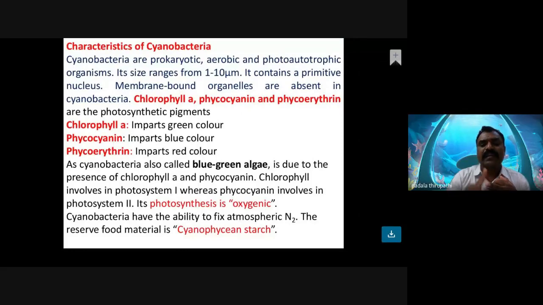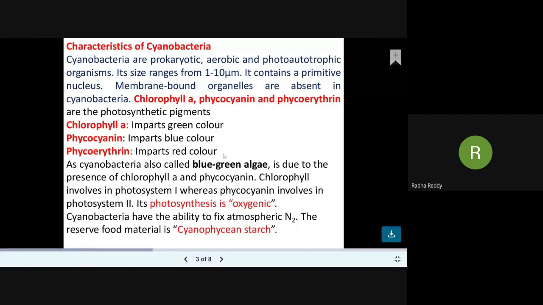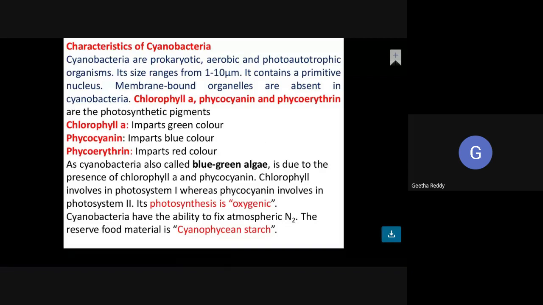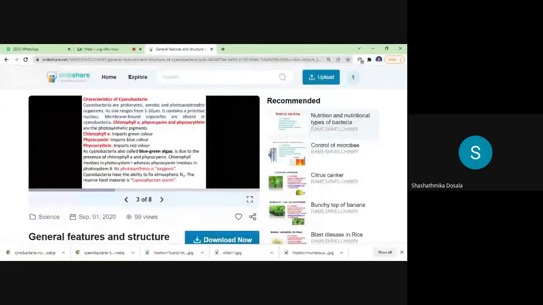blue-green algae, especially these pigments, chlorophyll and phycocyanin. Sir, we are unable to understand what you are saying. It's not audible. The disturbance is coming from your mic. My mic? Yes, sir, double sound is also coming, a lot of noise is coming. Okay, I will stop.